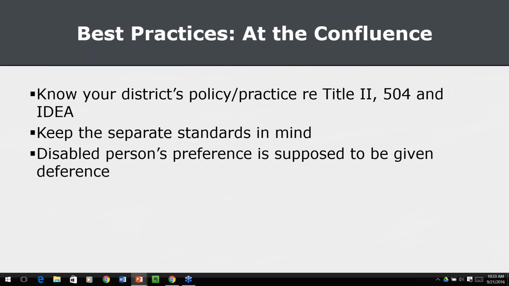So here are my suggestions for best practices here. I think your district really should think about what your practice is about Title II versus IDEA. My preference is still to have your IEP team making these decisions, but that means you're going to have to train your team on these dual competing obligations. You're supposed to give the disabled person's preference.